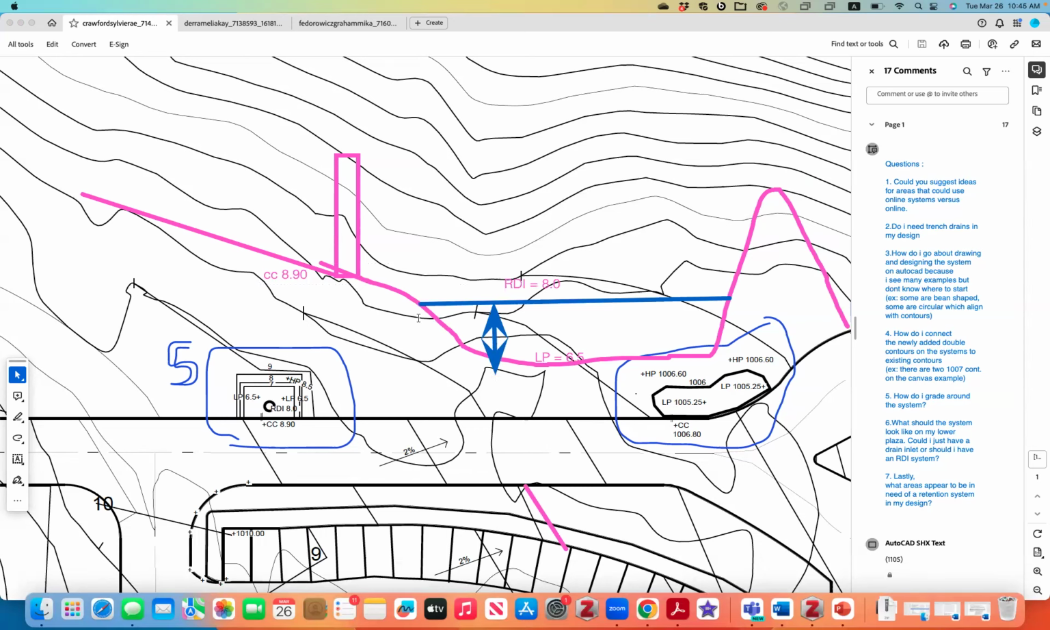Because you want to control the depth to 1 foot because of safety concerns, that means you want to raise your LP. Change to a different color. You want to raise your LP to 7. Okay. And then you have a 7 and 9, and that's too many contours. So this is a 9 contour, and the 9 contour goes there. That's correct.